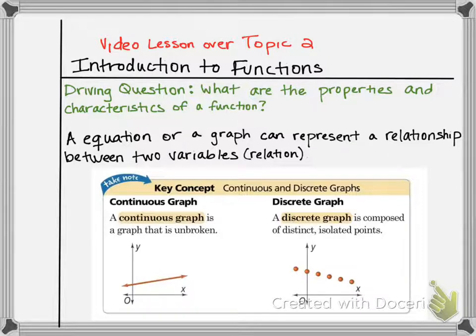Now these relations, when shown on the graph, can either be a continuous graph or a discrete graph. So we talked about this in class, but a continuous graph is one that is unbroken, and you'll see a solid line or curve, versus a discrete graph, which is composed of distinct isolated points. So it has specific points on the graph. They are not all connected through a line.